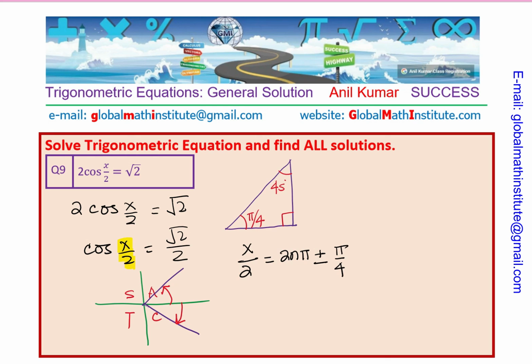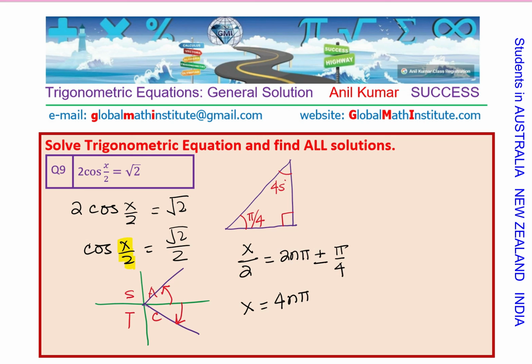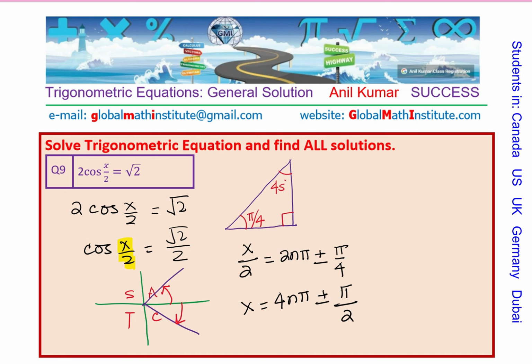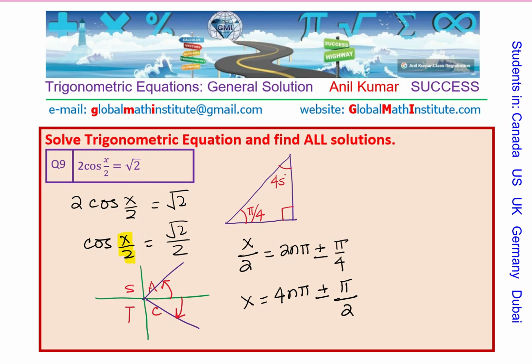Simple as that. Now x will be what? Multiply by 2. So it will be 4n pi plus or minus. You'll multiply this also, right? So when you multiply this, you get pi by 2. So if it is pi by 2, you see it stretches. So you see how easy it is to write a general solution.